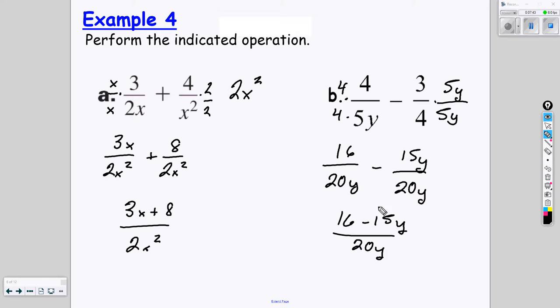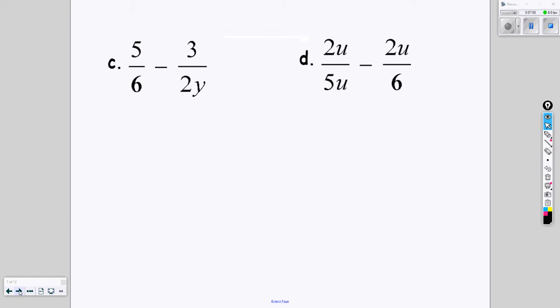After we combine, the next thing that we should always do is check and see if we can simplify. And in this case, we can't. All right, let's move on to part D. We're going to skip part C.